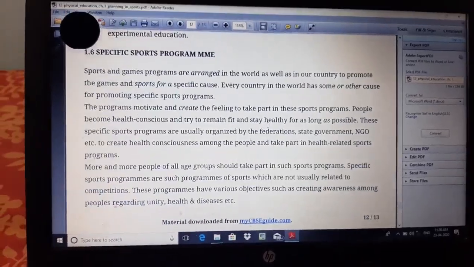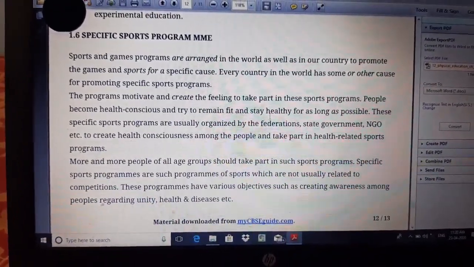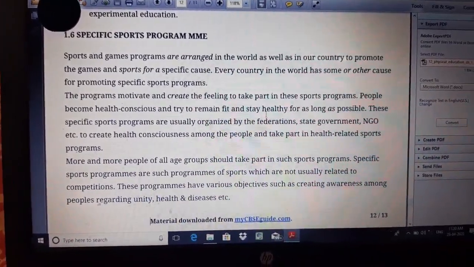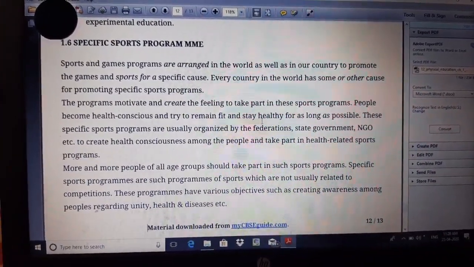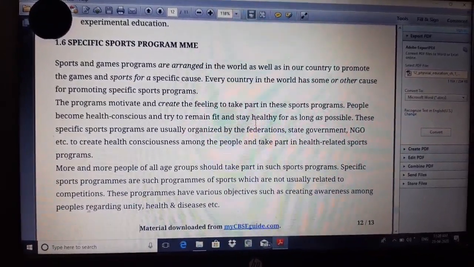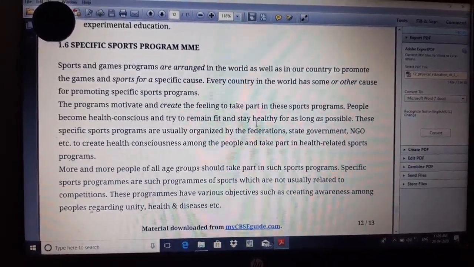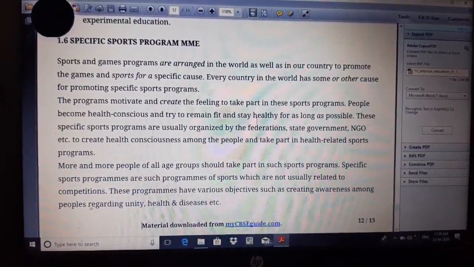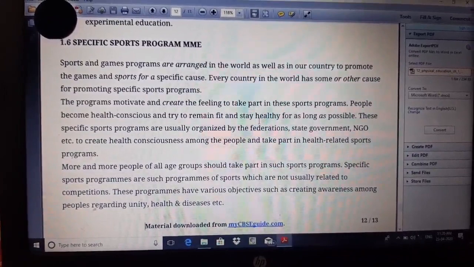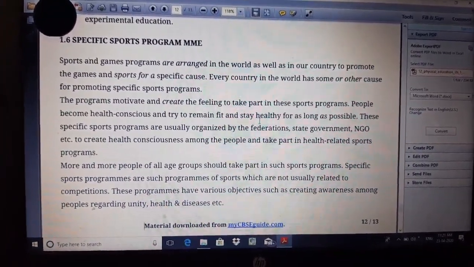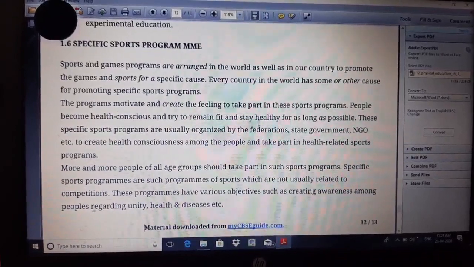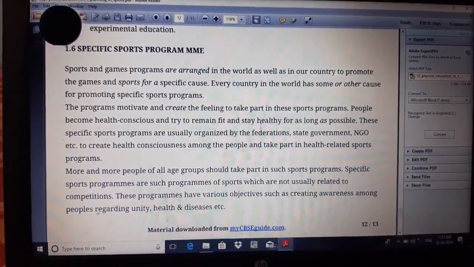Objectives of intramural. Why do we have inter-house competitions in our school? That is to provide opportunity to every student to participate in games and sports, to give a specific message to everyone. The programs motivate and create the feeling to take part in these sports programs. People become health conscious and try to remain fit and stay healthy for as long as possible. These specific sports programs are usually organized by the federations, state government, NGOs, etc., to create health consciousness among the people and take part in health related sports programs.